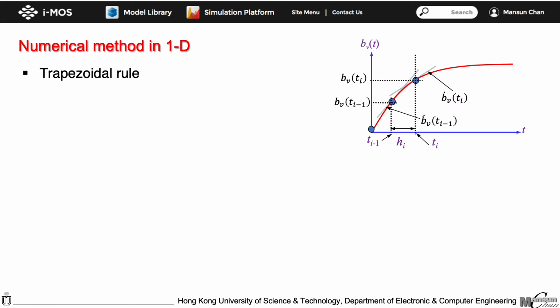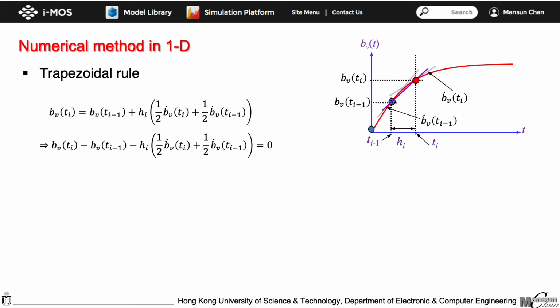As using both the derivatives at Ti-1 and Ti results in error in estimating the branch voltage at Ti, we can take the average of the two derivatives and use it to estimate the branch voltage at Ti. This method is called the trapezoidal rule, and the equation is given here.